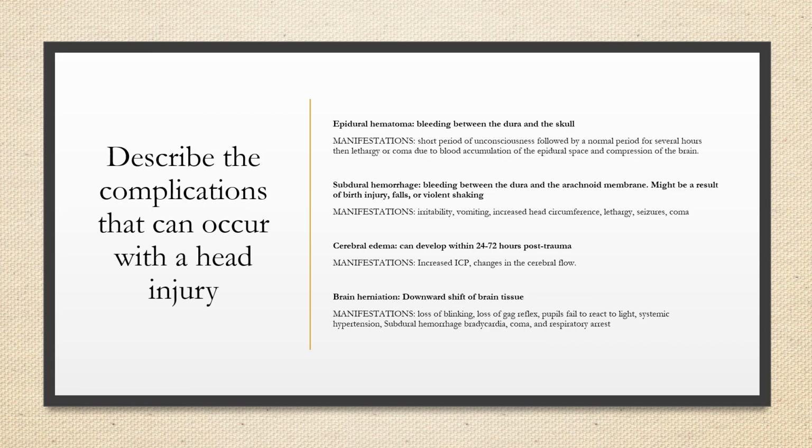Brain herniation, that's our most serious complication. That's the downward shift of the brain into the foramen magnum. The whole brain is just basically sucked through that big opening. So this results in death. Manifestations: loss of blinking, loss of gag reflex, pupils fail to react to light, systemic hypertension, subdural hemorrhage, bradycardia, coma, and respiratory arrest, so resulting in death.